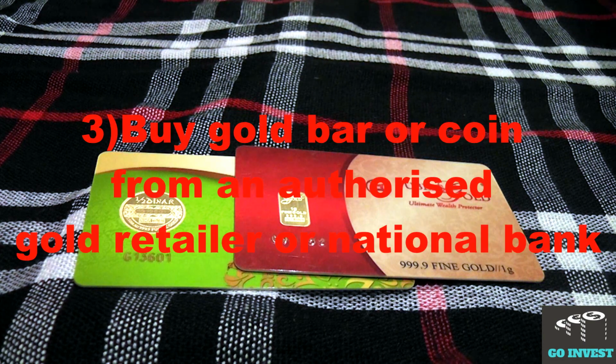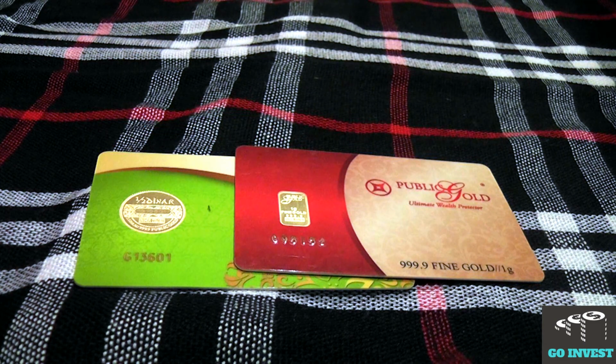The step number 3 and the last step is buy gold bar or coin from an authorized gold retailer or national bank. In order to know it's an authorized gold retailer in Malaysia, Sendirian Berhad or SDN BHD will be written after the shop's name. In your country, there will be a suffix written after the shop's name.